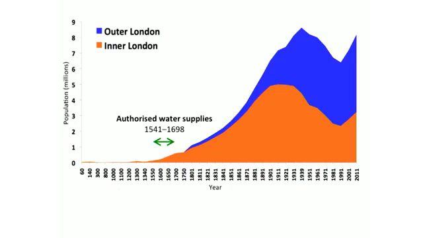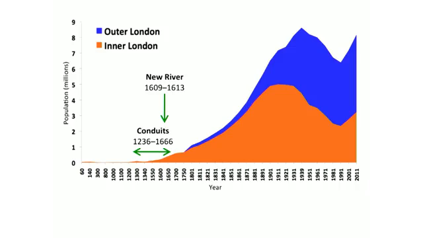Institutional changes were taking place here too. Around 1541, Parliament authorised a public water supply in London for the first time. Sometime later, in 1698, the first statutory water company, responsible for larger-scale water supply in London, was created.